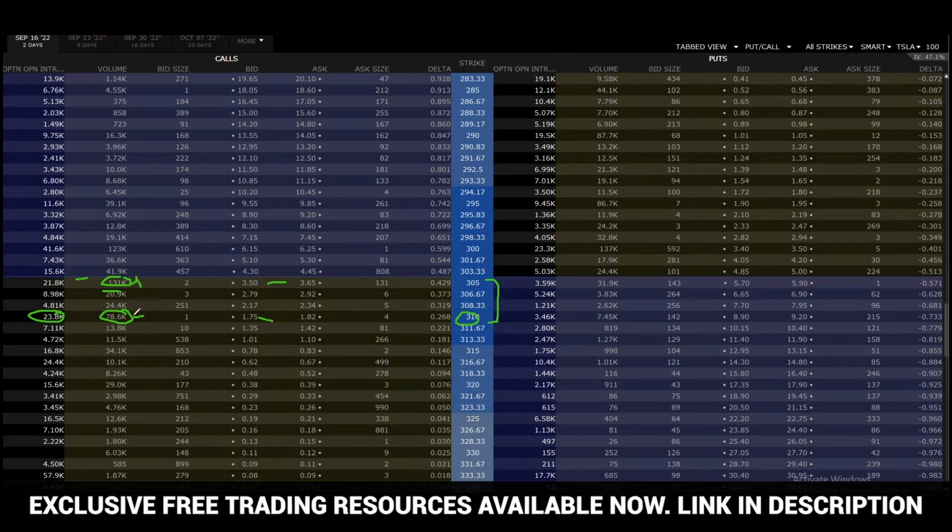Round numbers typically have higher volume, higher open interest, and tighter spreads versus these ones at 0.33, because Tesla recently split. But realistically, any of these would work. This volume is very high. You don't want to be trading super illiquid things.